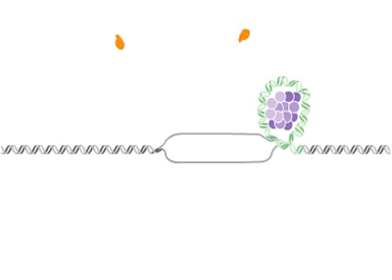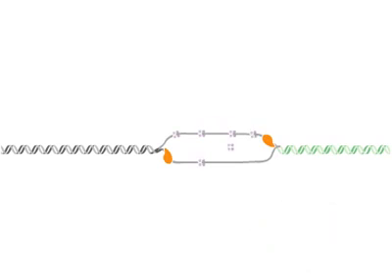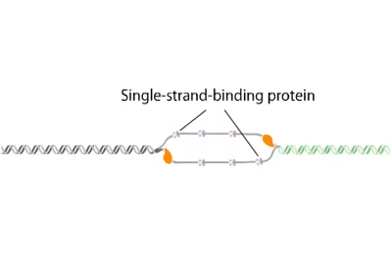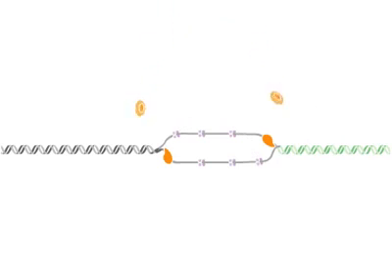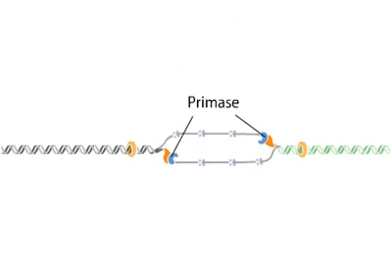Unwinding requires several proteins. The most crucial are DNA helicase, which breaks the hydrogen bonds that hold the two DNA strands together; single-strand binding proteins, which help maintain the DNA in the single-stranded state; and DNA gyrase, which reduces torsional strain. An enzyme called primase synthesizes short RNA primers to allow DNA synthesis to begin.